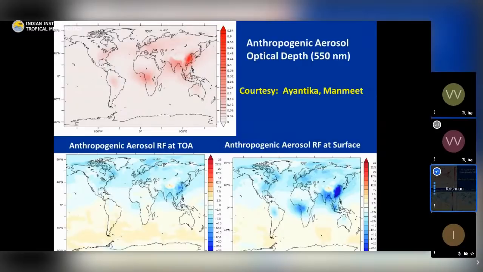You can see a negative forcing at the top of the atmosphere. And at the surface, you can see a very large reduction, a strong reduction of radiation at the surface over the China region especially, and also over the Indian subcontinent.